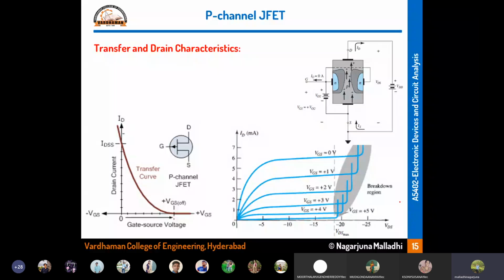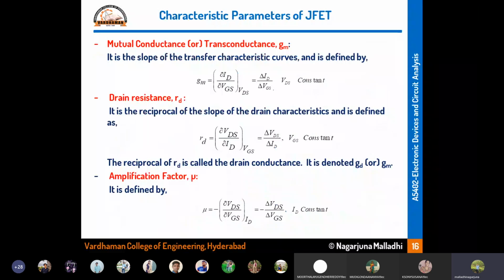So next, take the heading characteristic parameters of JFET. From the transfer and drain characteristics, what are the parameters that we can calculate? There are three important parameters. One is mutual conductance or transconductance, indicated by the letter GM, the drain resistance RD, and the amplification factor mu.